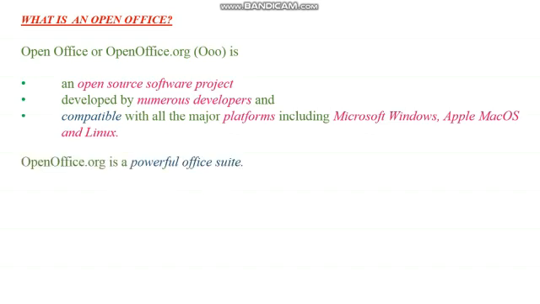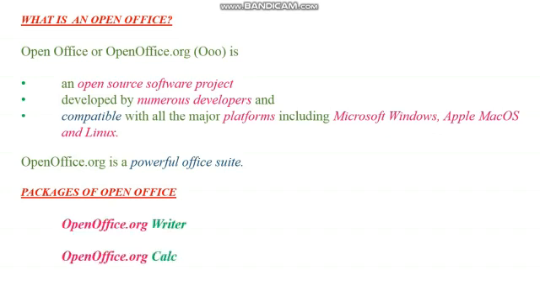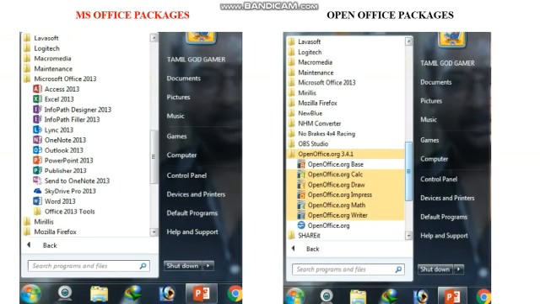What is OpenOffice? OpenOffice is an open source software project. It is suitable for offices. Some of the packages of OpenOffice are OpenOffice Writer, Calc and Impress. Let us see what we mean by the term package.